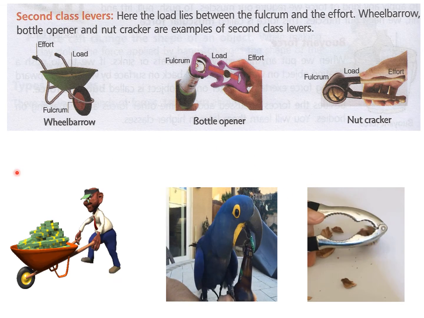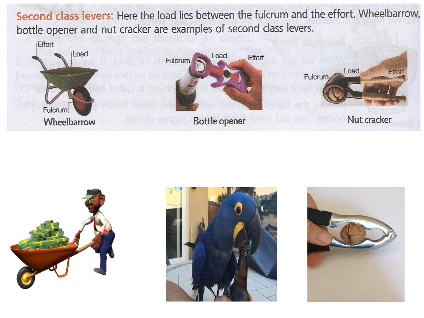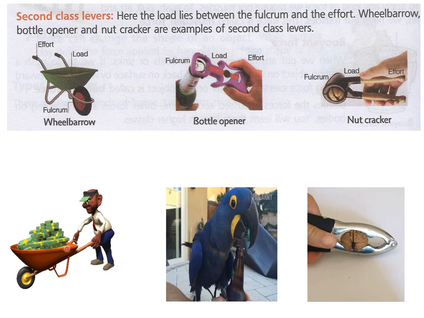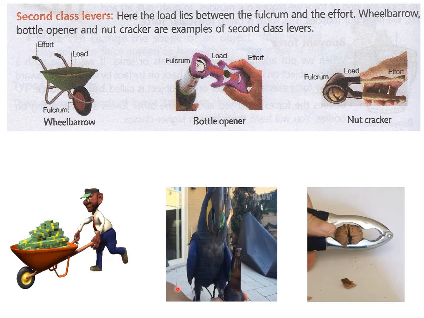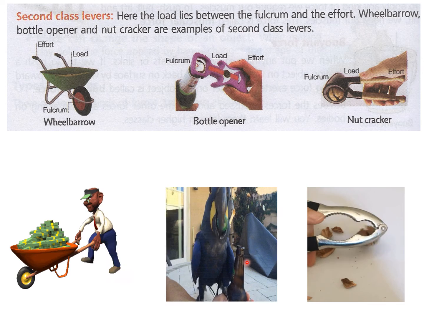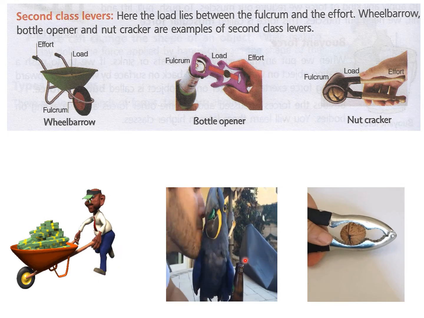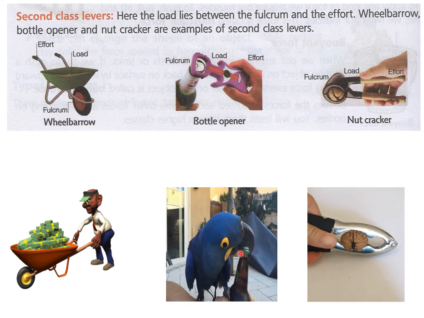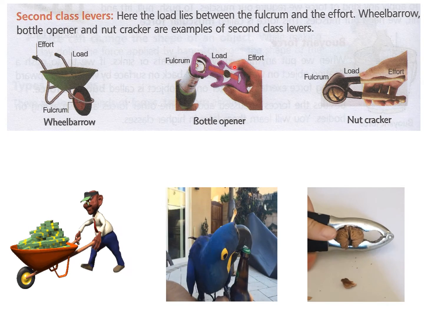Now you can see the wheelbarrow. In the wheelbarrow, this man is moving. He is making effort here. Load is in the center and the fulcrum is here at the end. So what is coming in the center? Load. That is a second class lever. In this, now this parrot is opening a bottle just like a bottle opener. You can see this beak portion where the parrot is resting its beak at a point, that is the fulcrum. Then this cap is the load in the center, and the effort is made by this parrot.